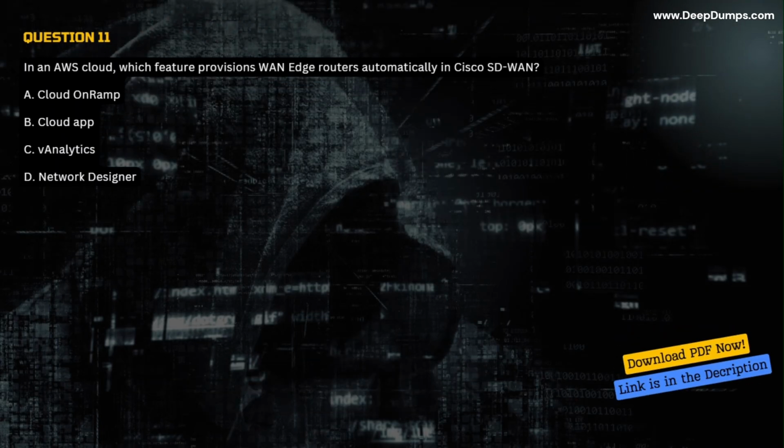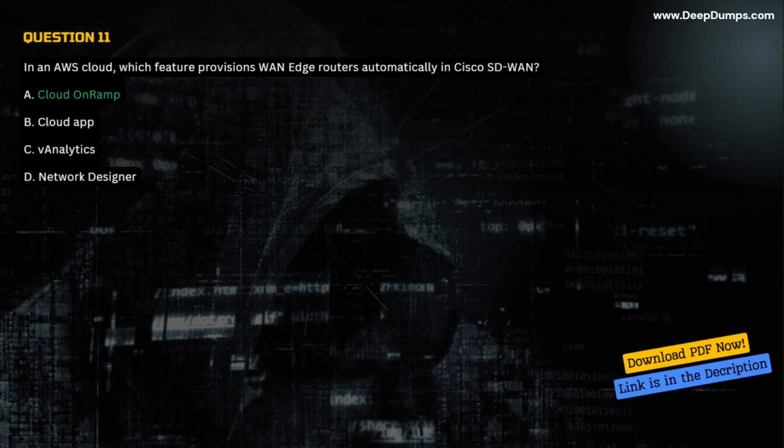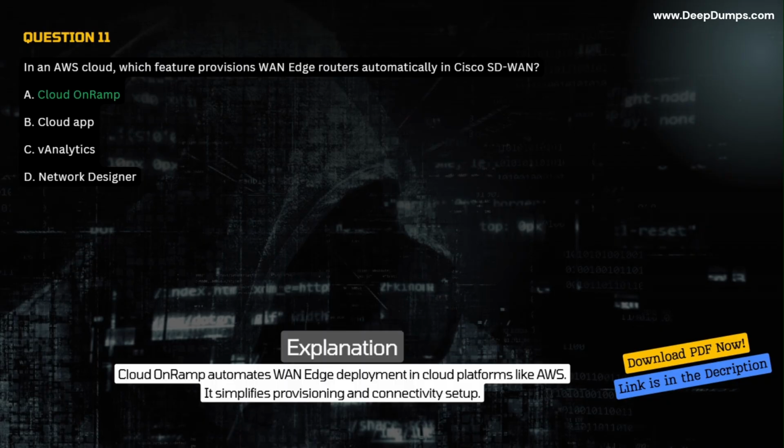Question 11. In an AWS cloud, which feature provisions WAN edge routers automatically in Cisco SD-WAN? A. Cloud onRamp. B. Cloud app. C. vAnalytics. D. Network designer. Correct answer A. Cloud onRamp. Explanation. Cloud onRamp automates WAN edge deployment in cloud platforms like AWS. It simplifies provisioning and connectivity setup.